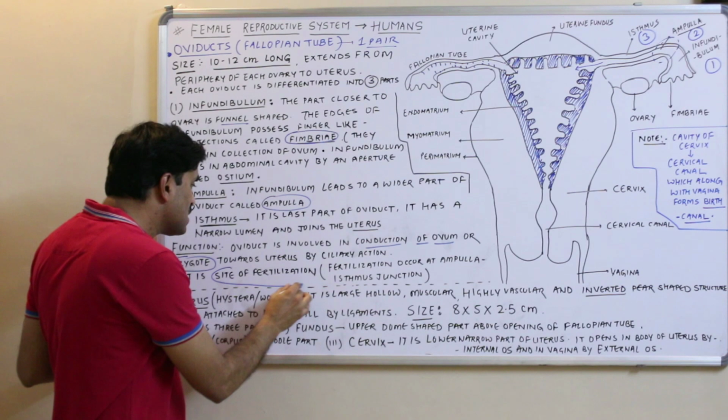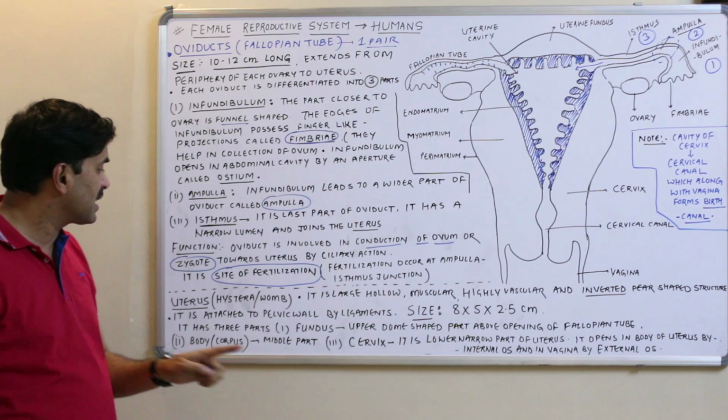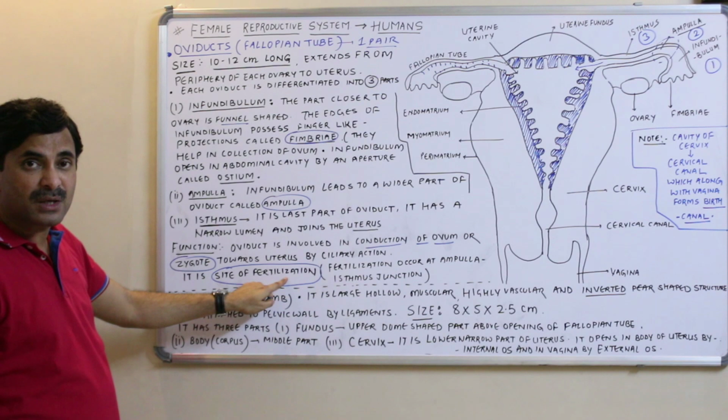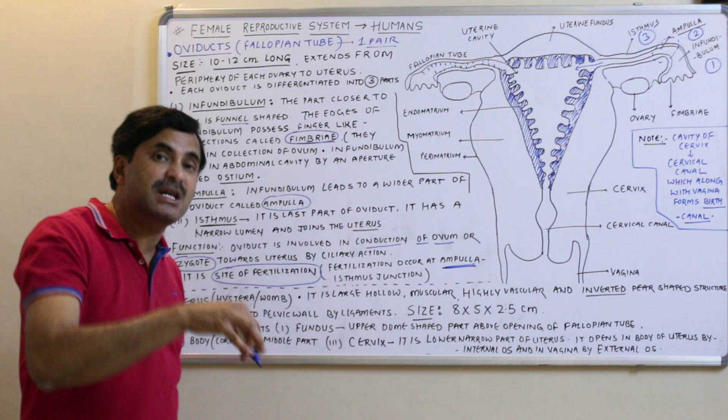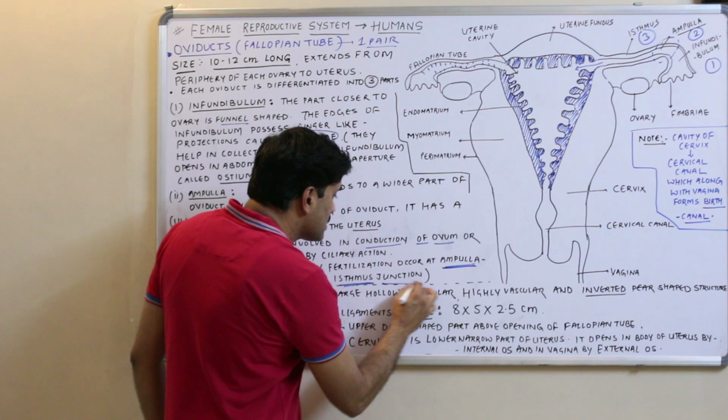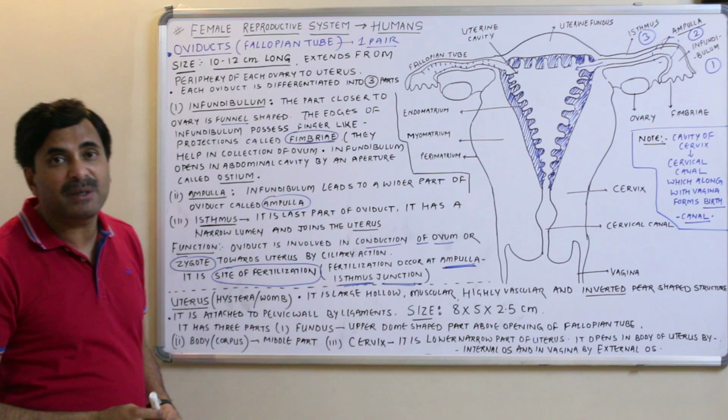the chief function of the oviduct in human beings is that, since internal fertilization occurs in human beings, the oviduct is the site of the fertilization. The place where the fertilization occurs in the oviduct is the ampulla isthmus junction. If somebody asks you where specifically fertilization occurs in the oviduct, then it occurs at the ampulla isthmus junction, meaning at the junction of the ampulla and the isthmus, the ovum and the sperm will fertilize together.